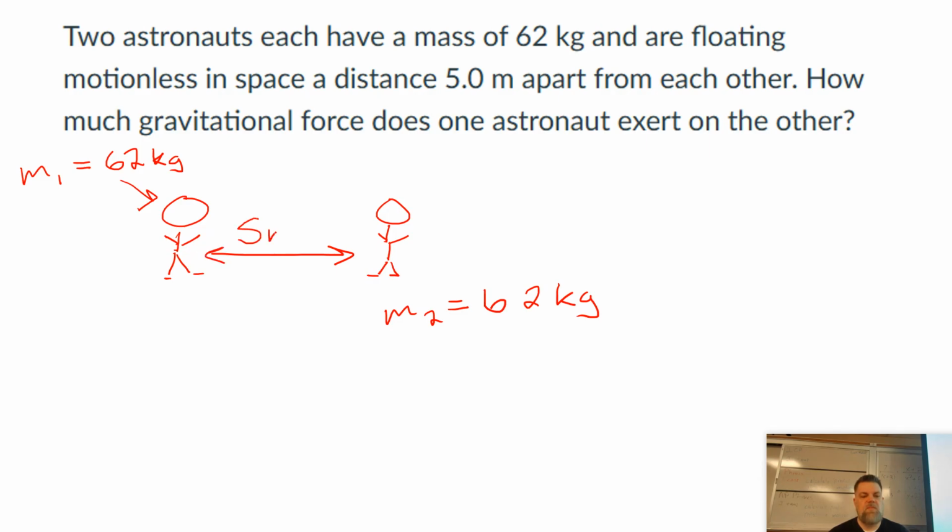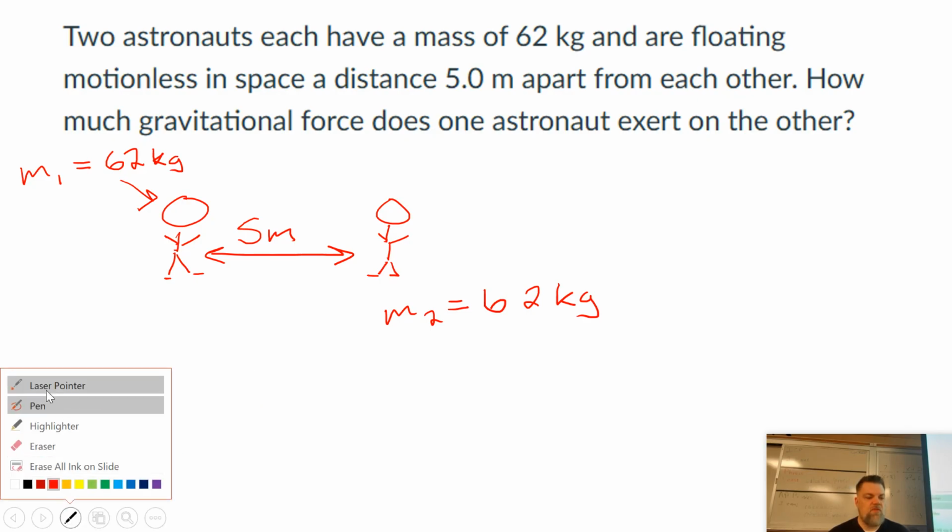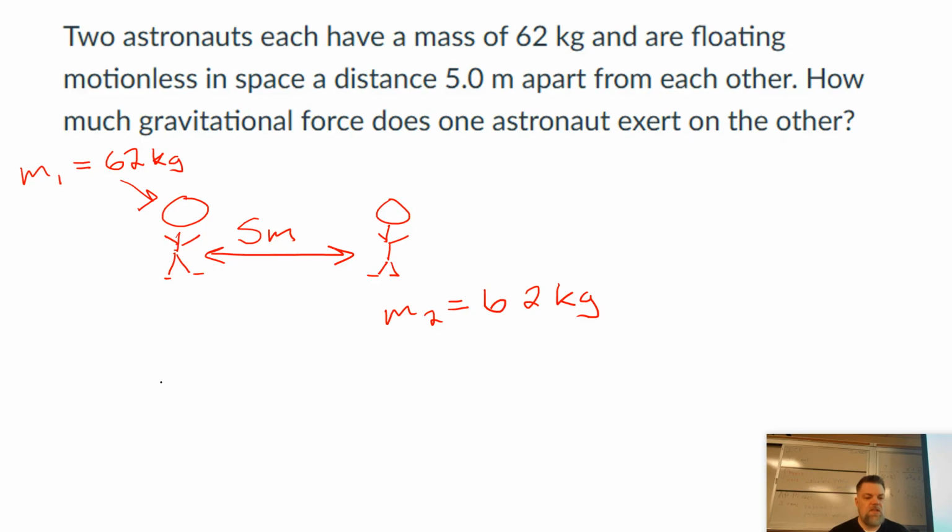And the distance between them is 5 meters. So remember, to find the gravitational force, and they're saying in space, which means that the Earth's gravitational pull has no impact on them. The formula you use to calculate gravitational force between two objects is this one right here. We say that the force of gravity is equal to the gravitational constant times the mass of the first object times the mass of the second object, all over the radius or distance between the two. So this is R. Okay. And then we plug that in.